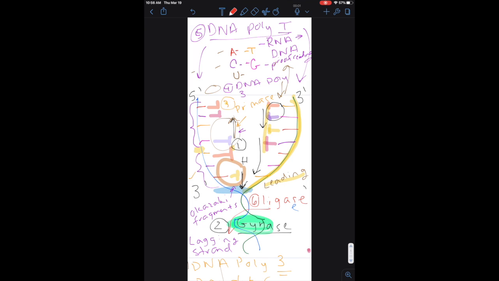Right, so Okazaki fragments were created on the lagging strand, meaning that there's no bond between these fragments because they were created discontinuously. It wasn't a continuous strand, it was broken up. So ligase is going to seal the gaps between the Okazaki fragments by creating phosphodiester bonds. So that is the last step, the ligase sealing the gaps.